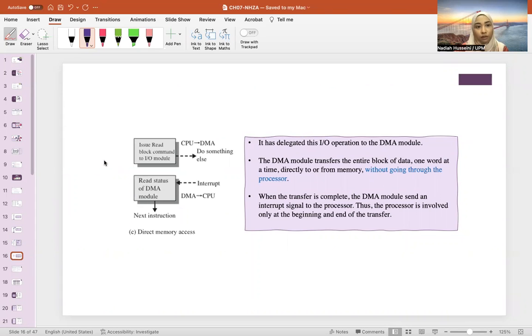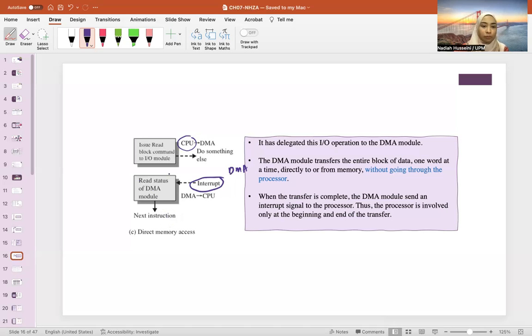Okay. And then your last IO technique is direct memory access, bypassing the processor. What it does is the processor issues a read command. This is the CPU issuing a read command to the DMA module, and the CPU goes and does something else. The DMA module does whatever data transfer is necessary. Read status of the DMA module only happens when the DMA interrupts the processor again when it is done. The DMA interrupts the processor when it is done, and then the processor reads the DMA module and continues with its next instruction.